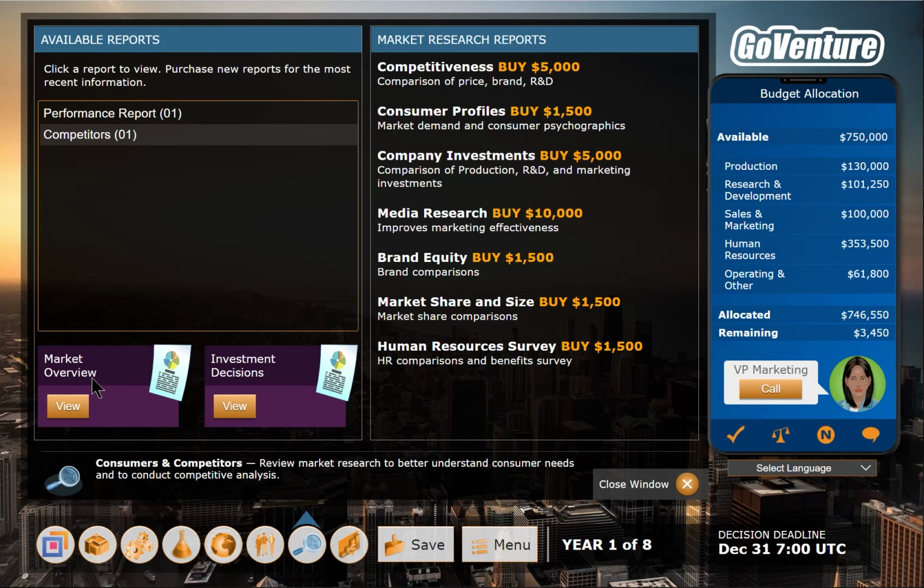In fact, the market overview report, which was a free report that we looked at previously, there's actually more details in the consumer profile reports here. So I can pay to get more details than what was available in the free reports. As I buy reports, they will appear here in my available window. Now keep in mind that report data gets old. So if I buy a report now in year 1, by year 2, year 3, some of that data is not going to be updated. I have to buy the report again if I want to get updated data.